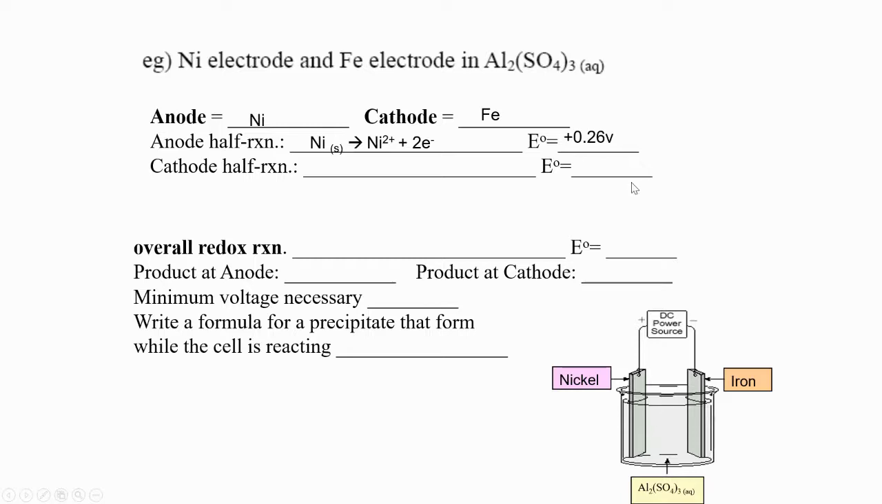Cathode half reaction: we decided it was the water, right? So the water is going to react. That's highest on the left. So I just write it exactly how I see it on my table, and I put the potential exactly as I see it on my table.